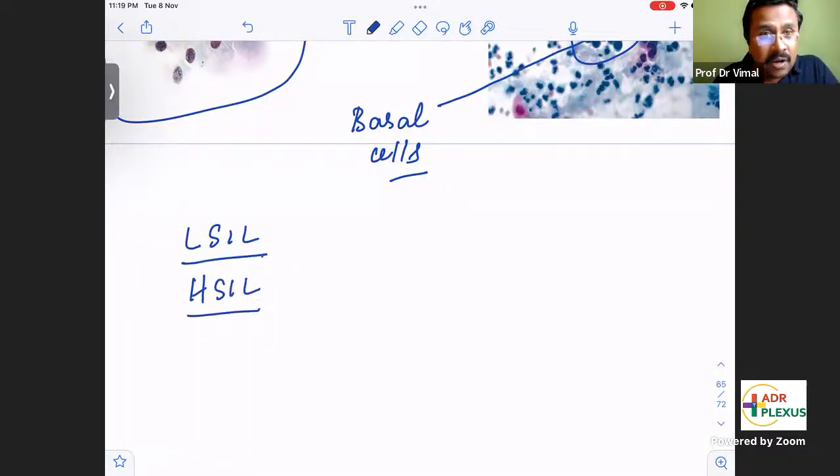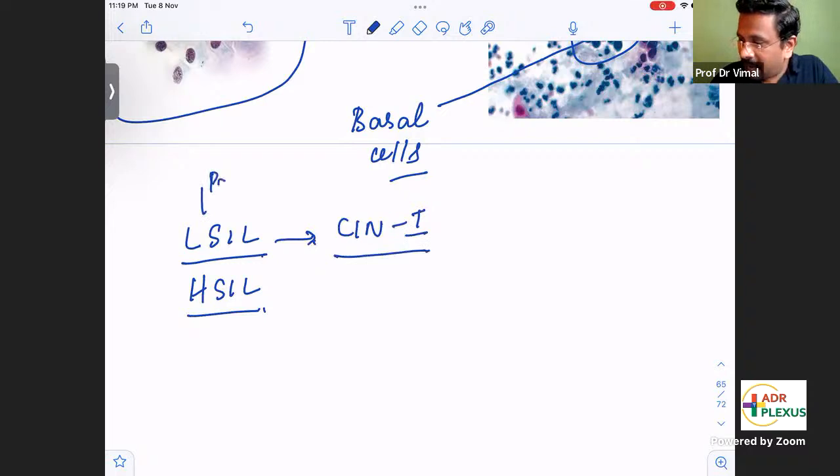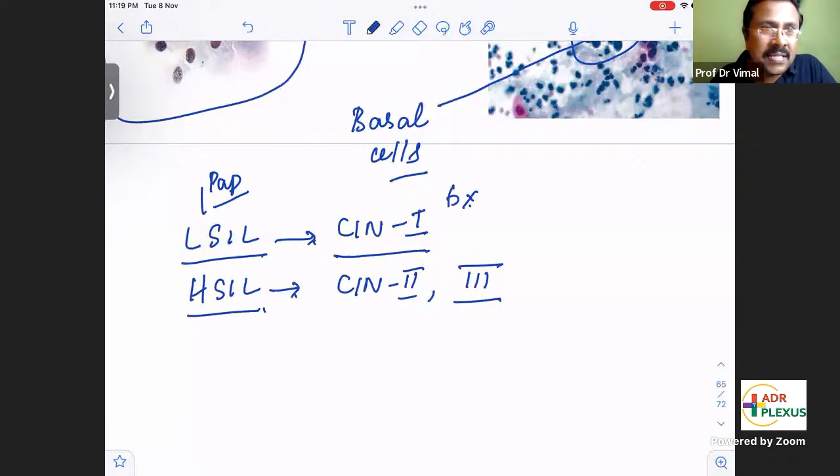LSIL means low-grade squamous intraepithelial lesion, which corresponds to CIN1 in biopsy. LSIL in Pap and CIN1 in biopsy. HSIL, that is the high-grade squamous intraepithelial lesion, will correspond to CIN2 and CIN3.